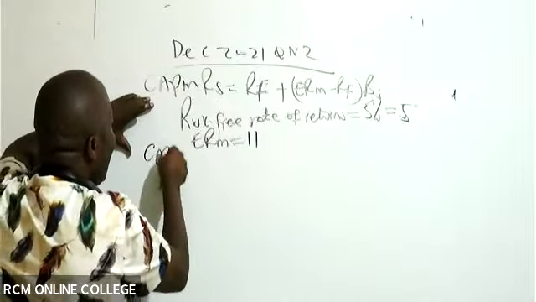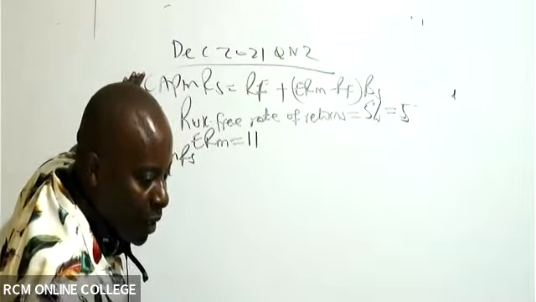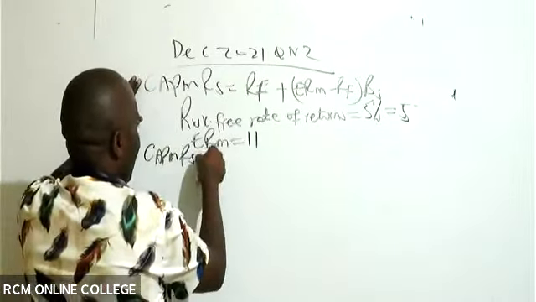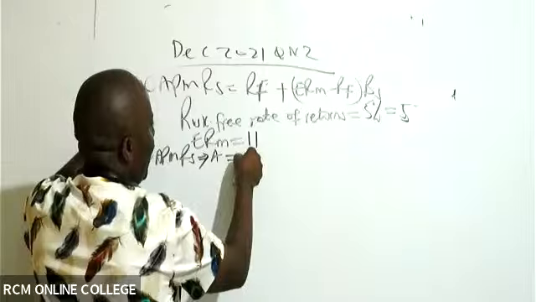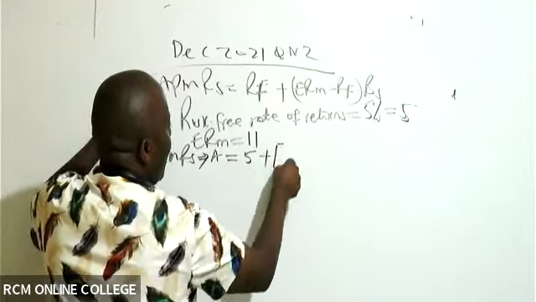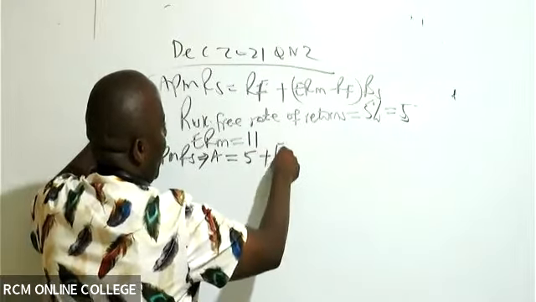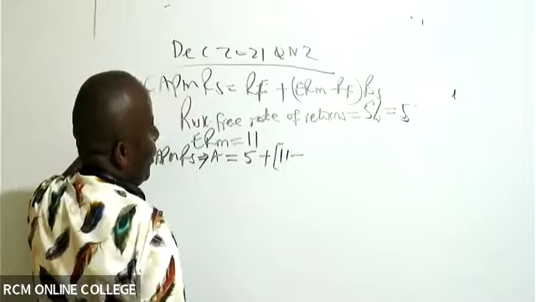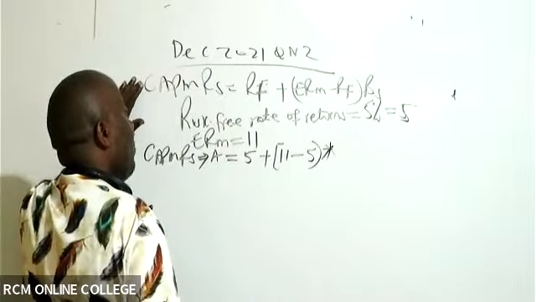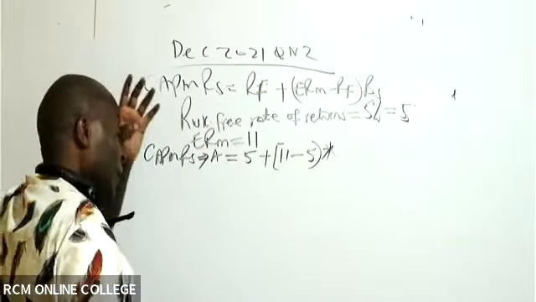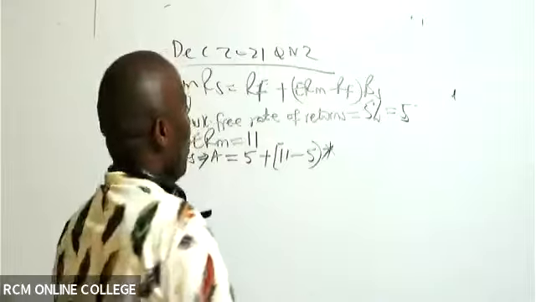So now let's start with CAPM returns of the first security called A. For A, the risk-free is 5 plus ERM, which is 11, minus RF, which is 5, multiplied by beta of A. The examiner has given us beta of A. In this table, the first beta there is beta of A, which is 1.5.